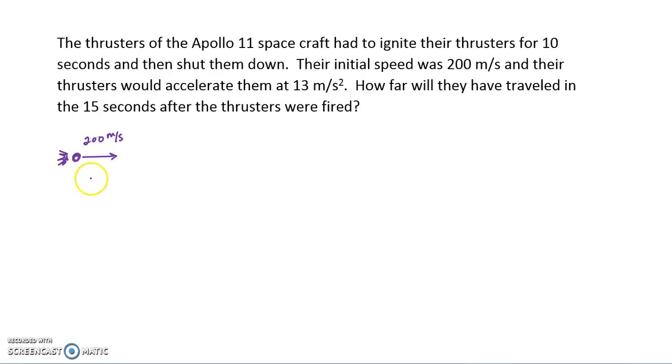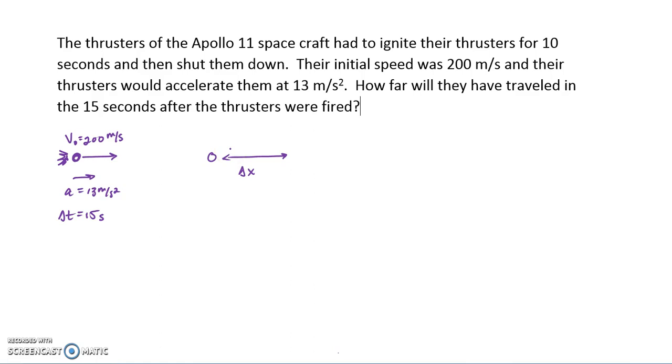This adds an acceleration of 13 meters per second squared. So this is our initial velocity, and this happened for 15 seconds. Eventually they'll get over here, and we want to know how far they are going to go after those thrusters are turned off. While the thrusters are on, we definitely have acceleration, and while they're turned off, everything in space just cruises along at a constant velocity.